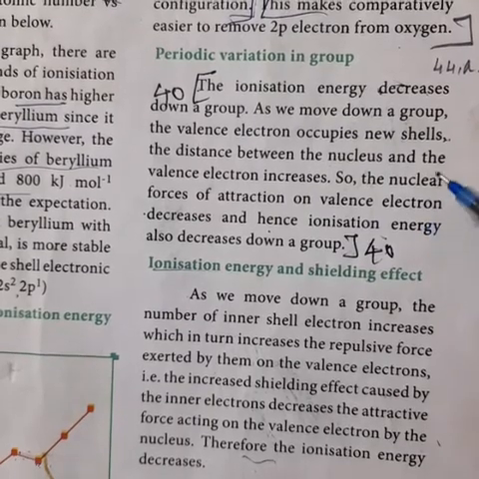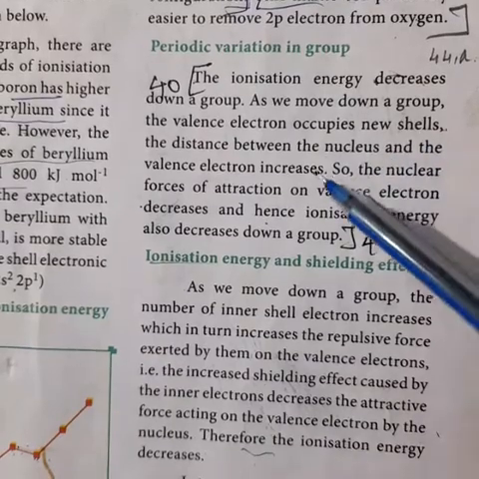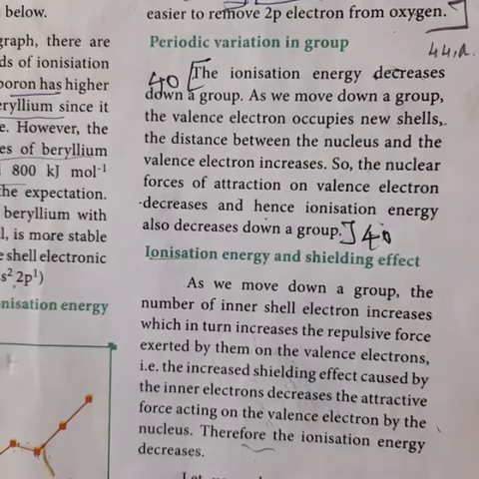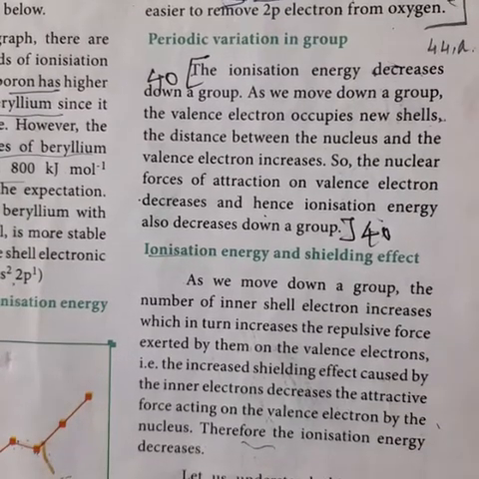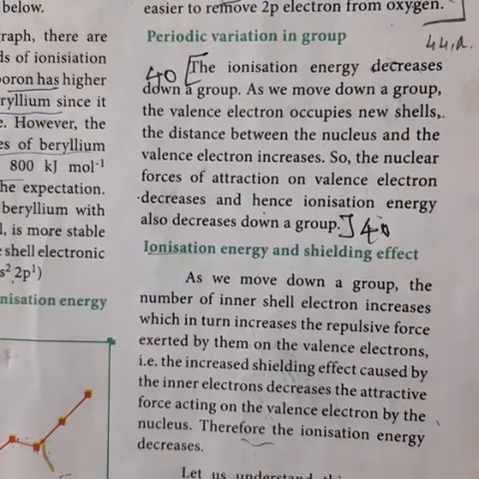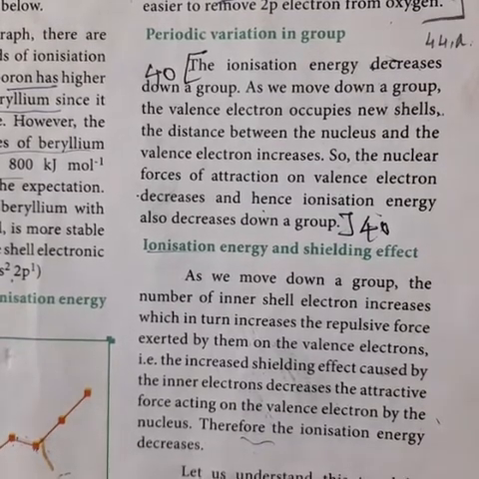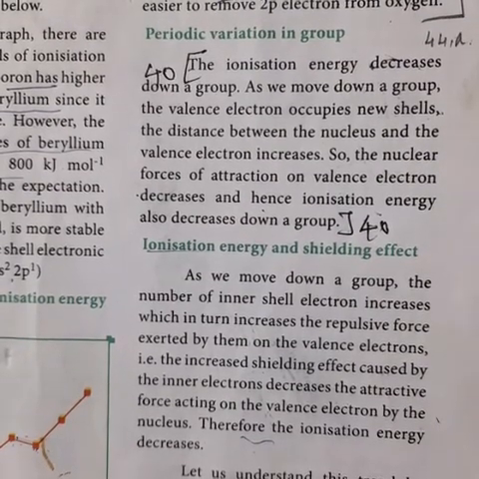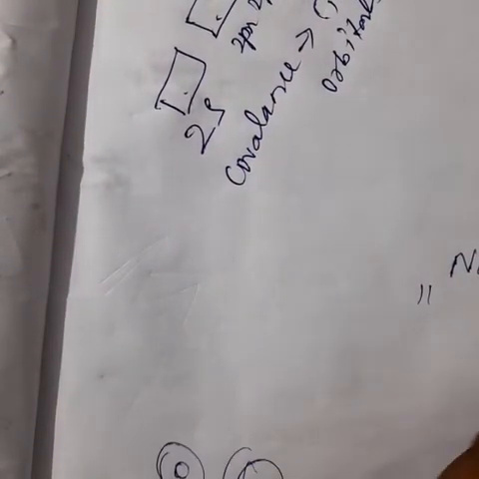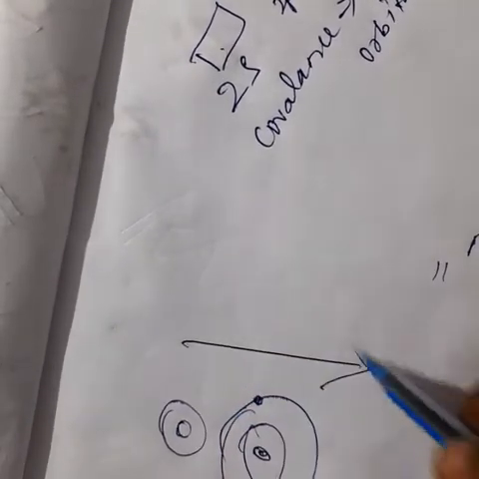But along the group, when we are moving from top to bottom, the atomic number increases and the number of shells also increases. So the new valence electron occupies the new shell, and the distance between the nucleus and the valence electron increases. So the nuclear force of attraction on the valence electron decreases, and we can easily remove the electron. Hence the ionization energy decreases down the group.